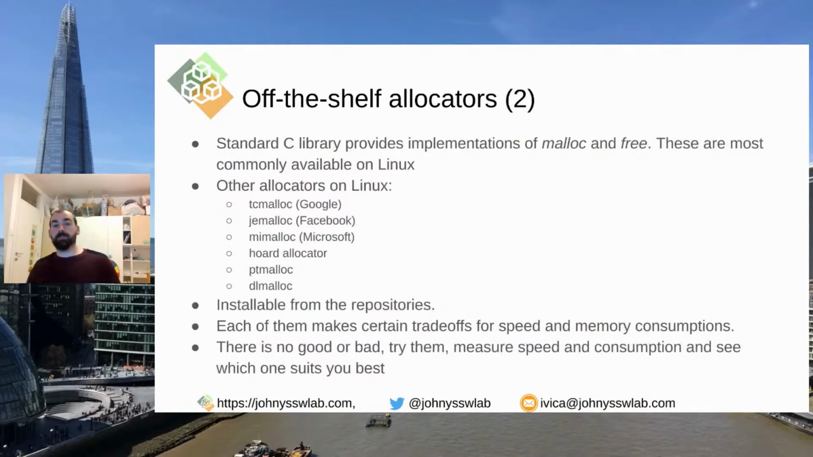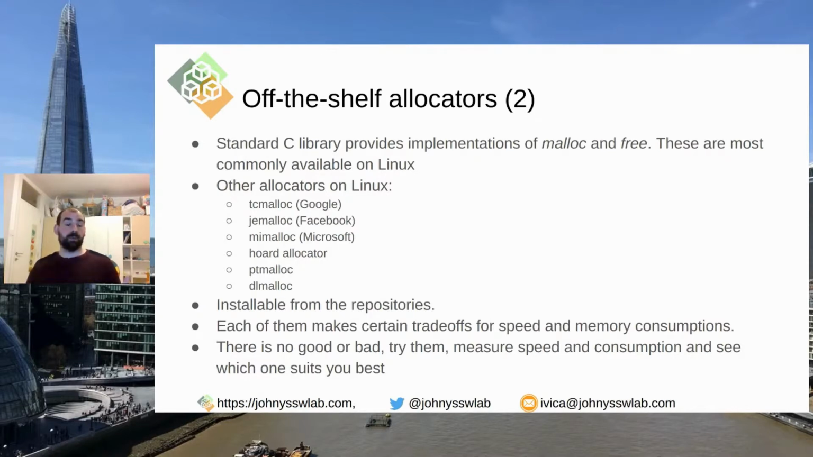The standard C library provides an implementation of malloc and free. These are most commonly available on Linux, and I guess the Microsoft Visual C++ library comes with its own implementation of malloc and free. There are other allocators on Linux, and since they are open source, they can be compiled for other operating systems as well. Each of the big vendors has their own. Google has tcmalloc, Facebook has jemalloc, Microsoft has mimalloc. There are also Hoard allocator, ptmalloc, and dlmalloc. Most of them are installable from the repositories, and each of them makes certain trade-offs for speed and memory consumption.